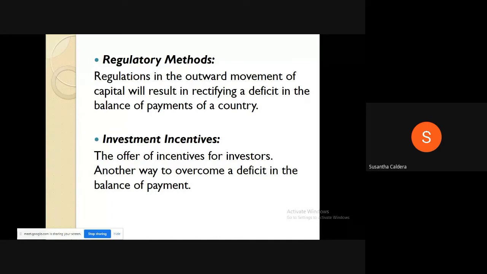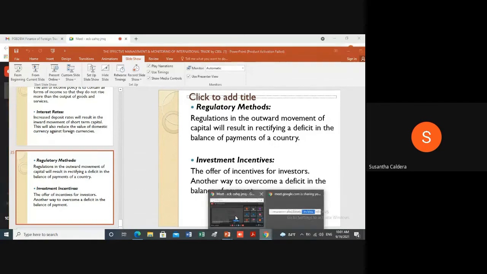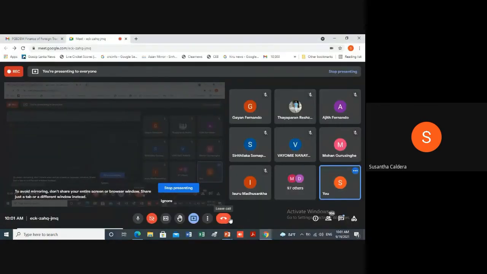Right, okay. I think what we have discussed is more than enough to cover how central bank operates, and monitors and controls the foreign exchange and international trade operations in a country, right? Any questions?